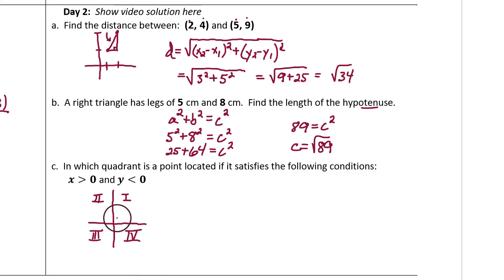Now, where is x greater than 0? This is your x-axis and this is your y-axis. So being greater than 0 means traveling towards the right. Where is y less than 0? That means traveling down. From the origin, if you're to the right and down, you have to be in quadrant number 4.